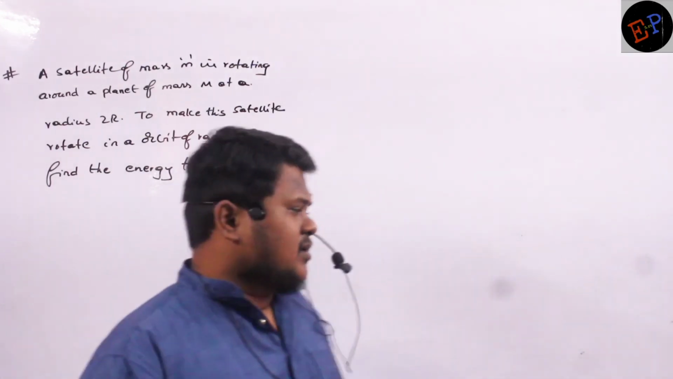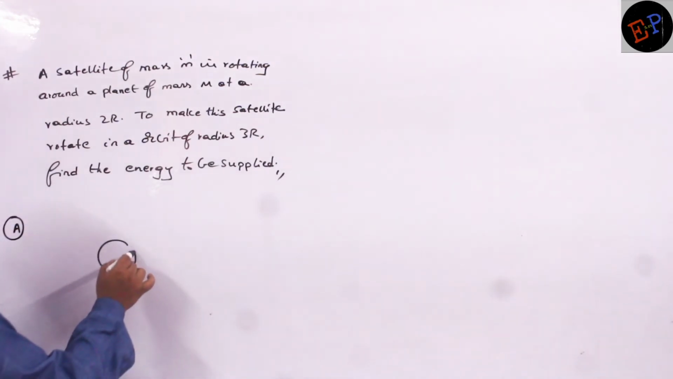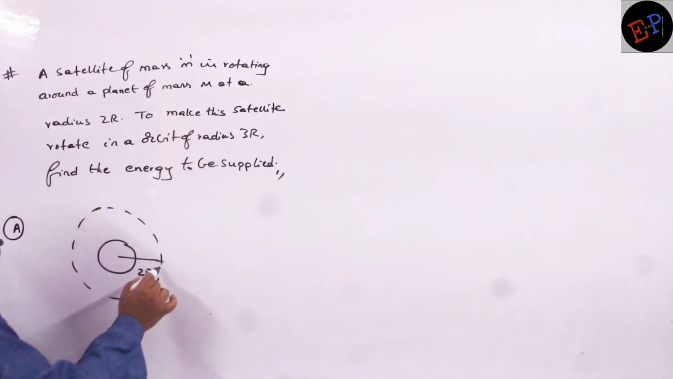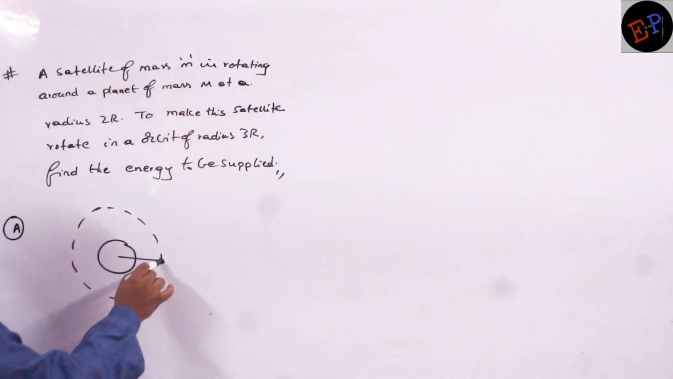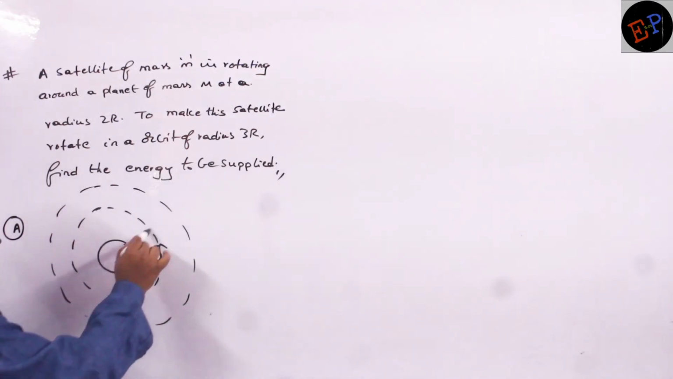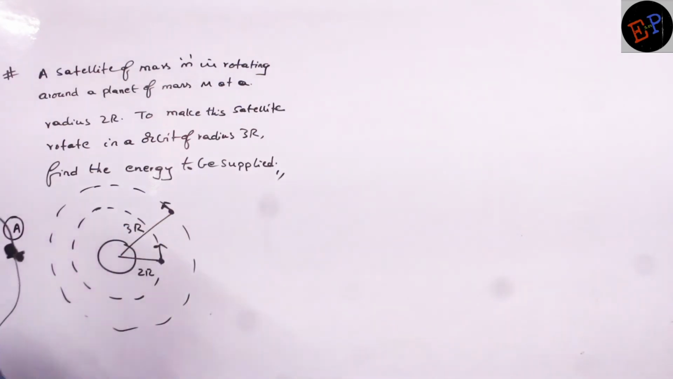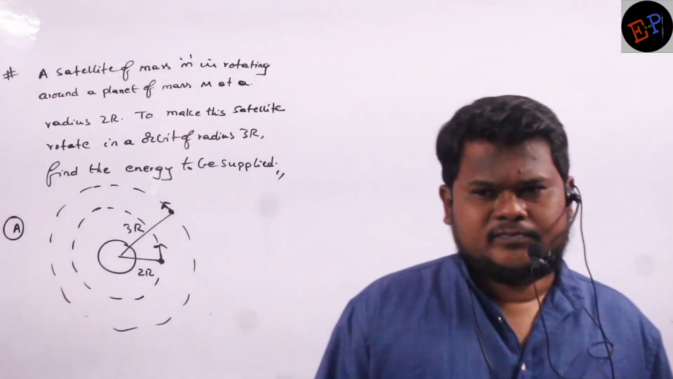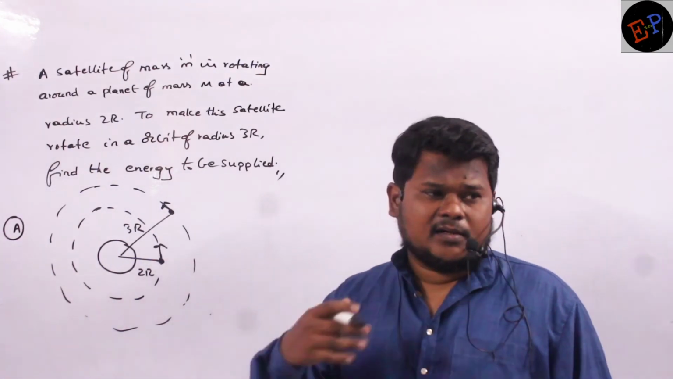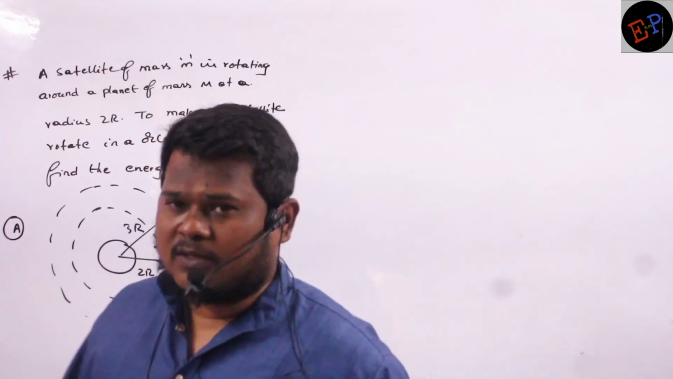Total energy increases. It means that initially, for example, if this is the planet, this satellite was rotating around this orbit. And what is the radius of this orbit? 2r. So it was rotating here. So I want to send this satellite to a higher orbit, whose radius is 3r. So I want to send this satellite from here to here. Understood? Then in that condition, definitely I need to supply energy, no? Why? Because a lower orbit always has lesser energy. A higher orbit always has greater energy. So how much energy do I have to supply? That is the question.